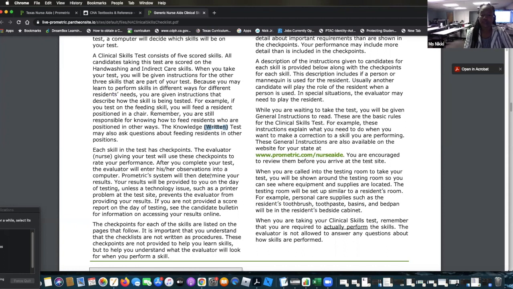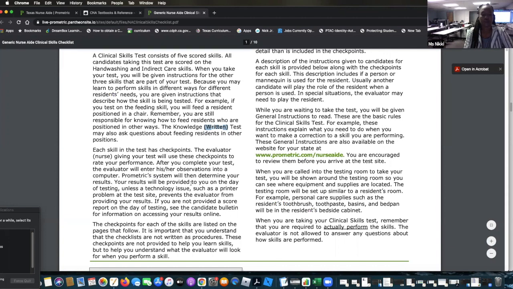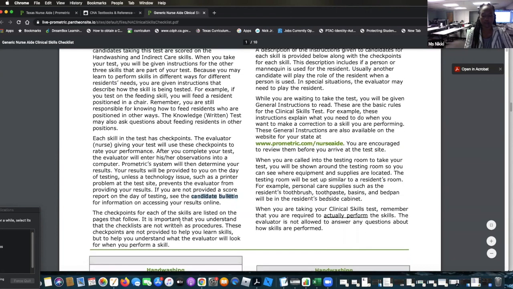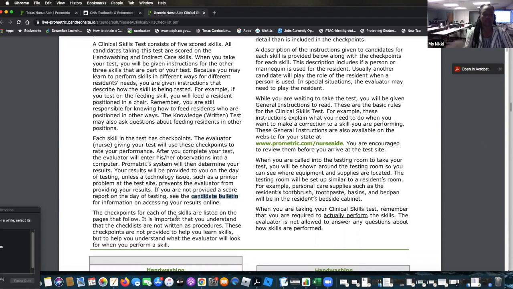The Prometric system will then determine your results. Your results will be provided to you on the day of testing, unless a technology issue, such as a printer problem at the test site, prevents the evaluator from providing your results. If you are not provided a score report on the day of testing, see the candidate bulletin, which I'll show you where that's at, for information on accessing your results online. So even if the printer messed up, it's still in the system, so you could just go online and find out if you passed.